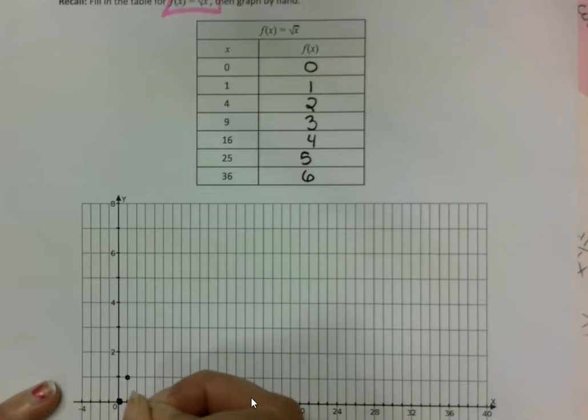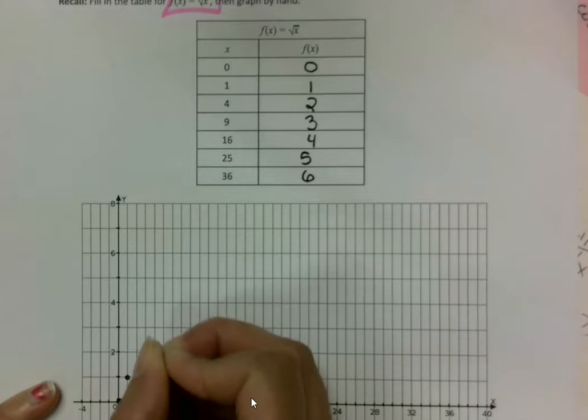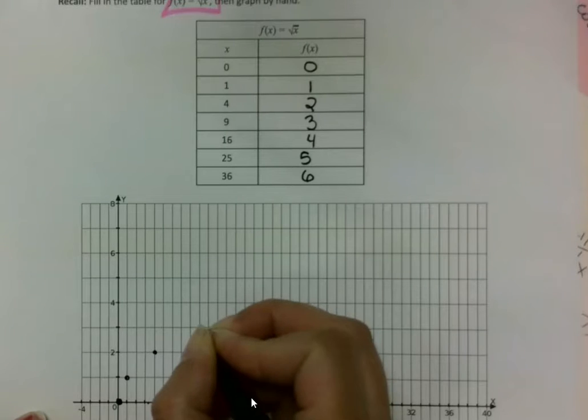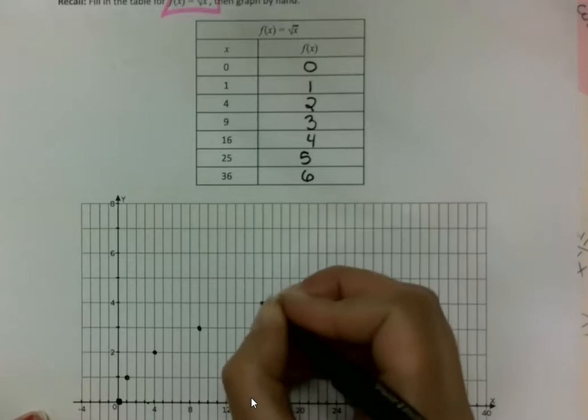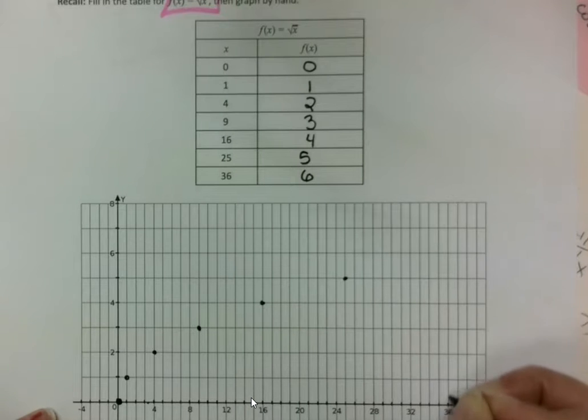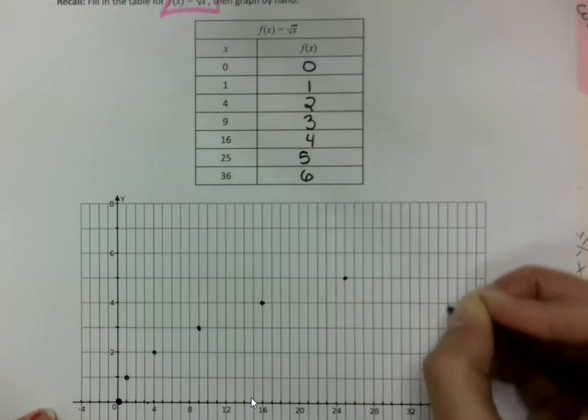Also keep in mind that the scale on this is stretched, so that the x scale is much shorter than the y scale, so this function is going to look taller than it really is if you had a 1-to-1 scale. And then (9, 3), (16, 4), (25, 5), and (36, 6).